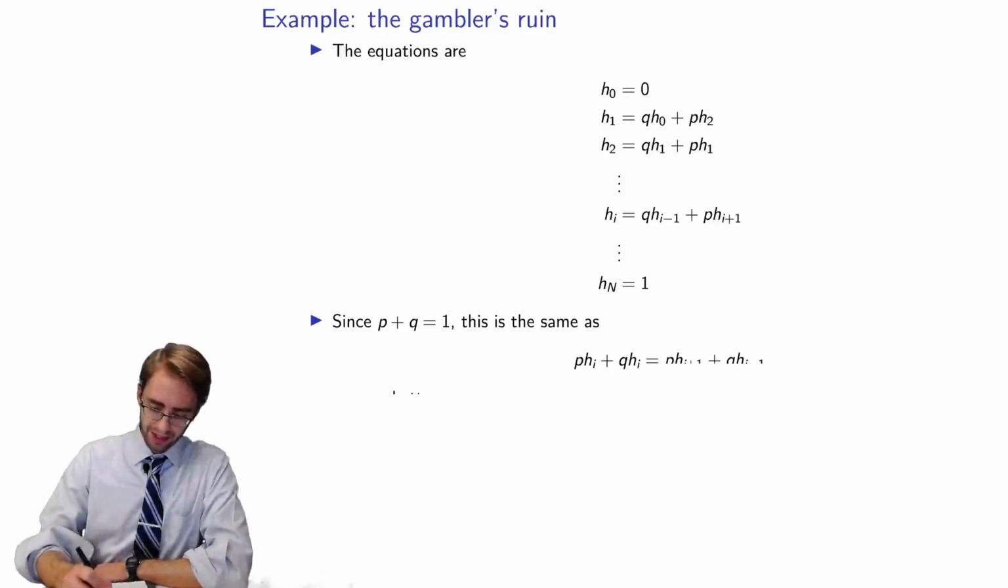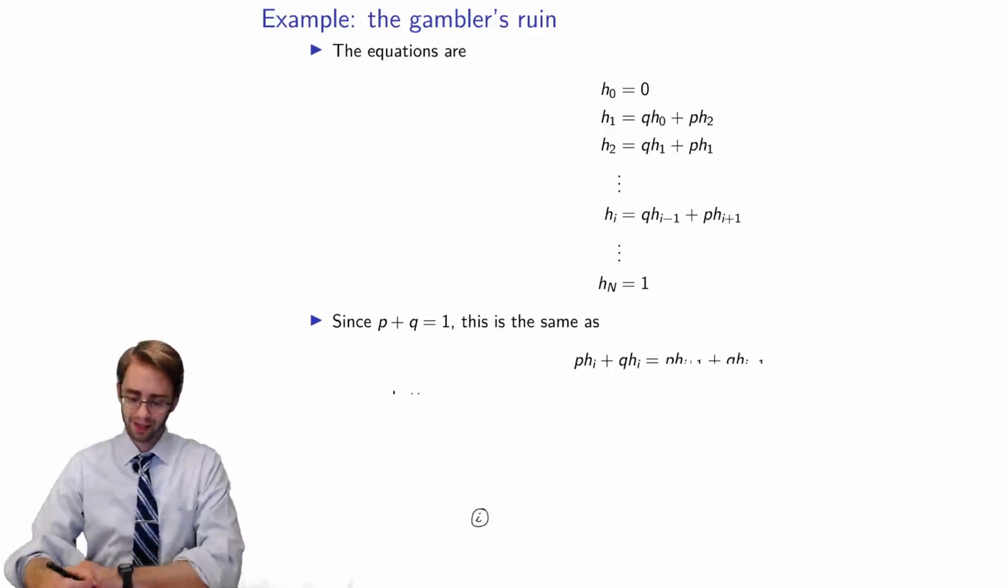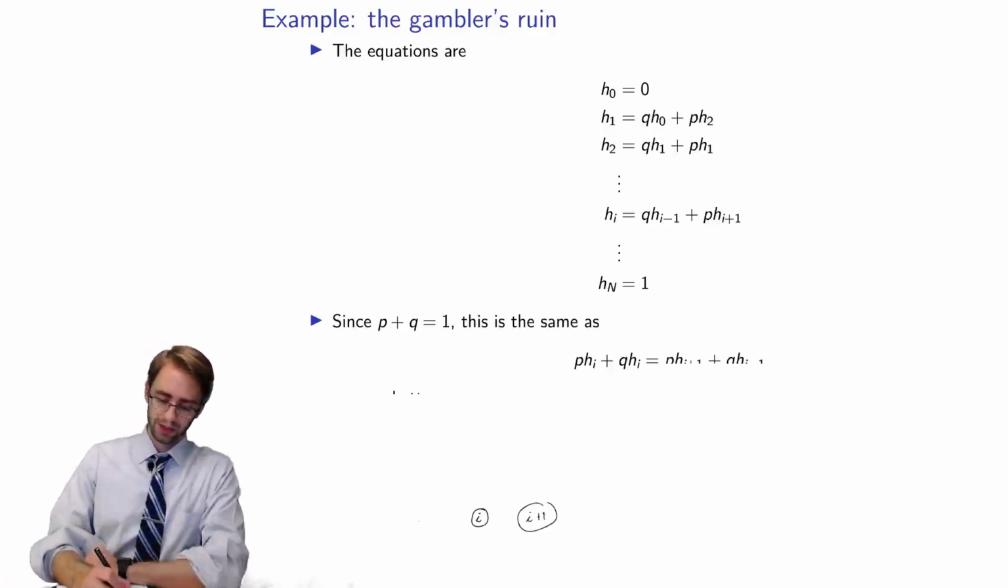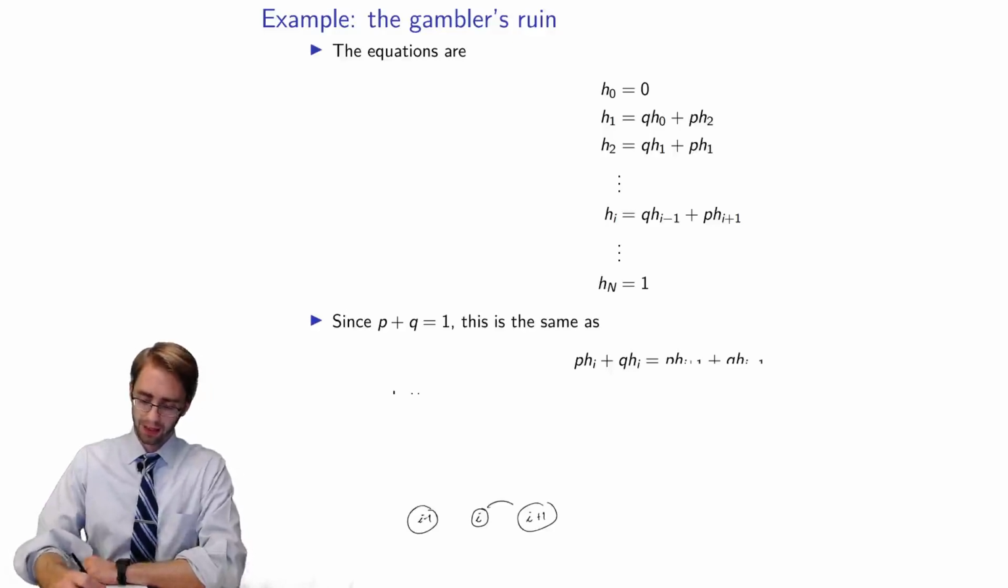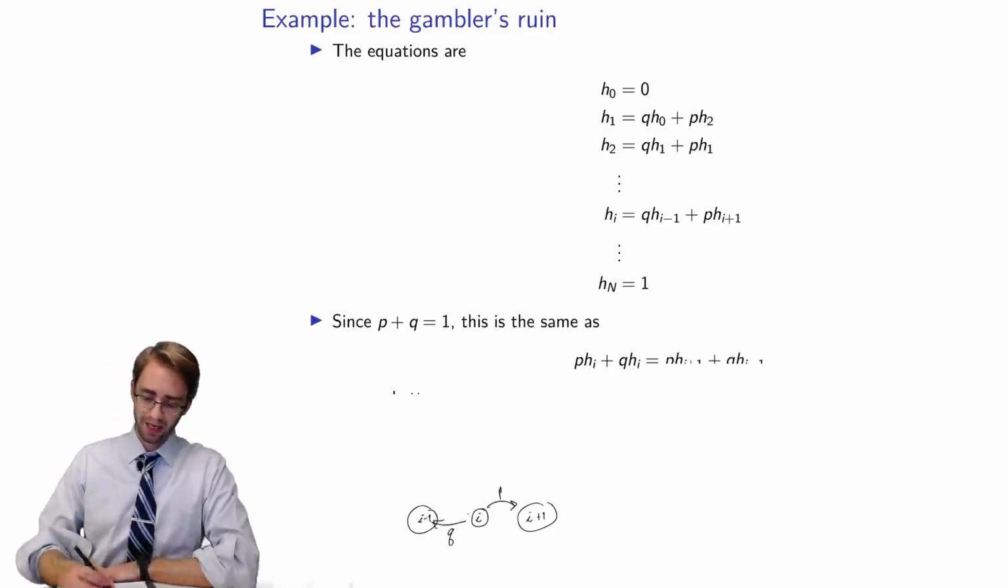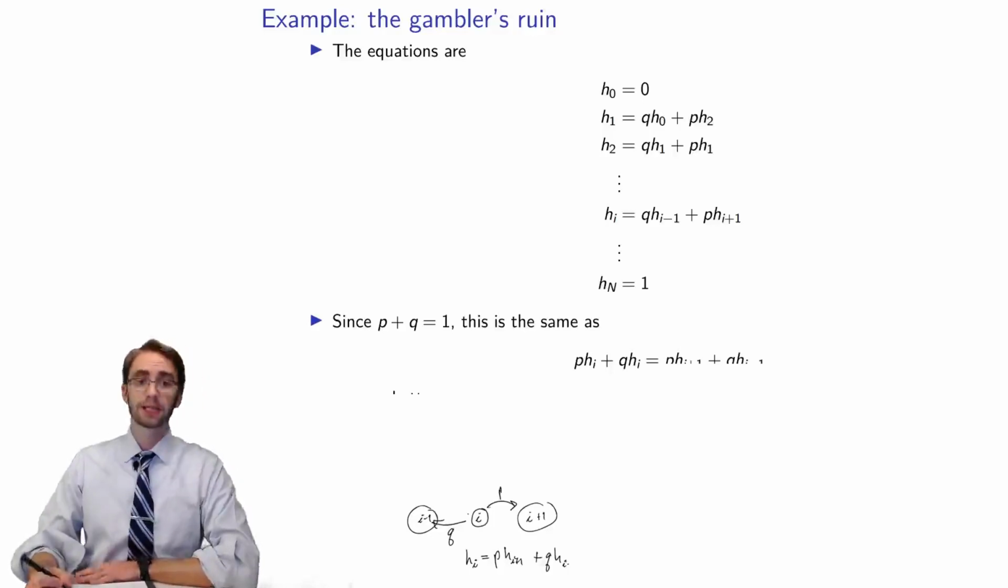Here's state I. This is me with $I in my wallet. And then where could I go? I could go to state I plus 1, or I could go to state I minus 1. The probability of going to I plus 1 is P, and the probability of going to I minus 1 is Q, which is, of course, 1 minus P. And therefore, I would write that H sub I is equal to P times H of I plus 1 plus Q times H of I minus 1.